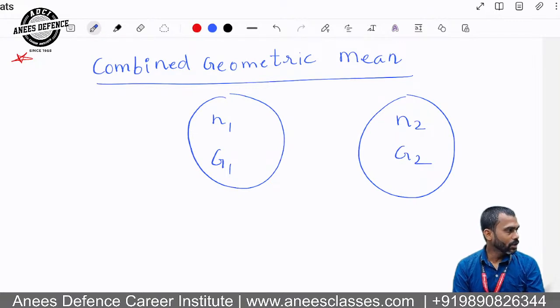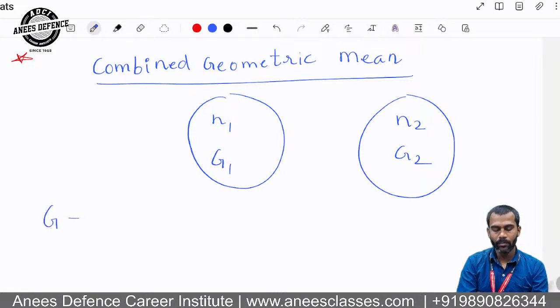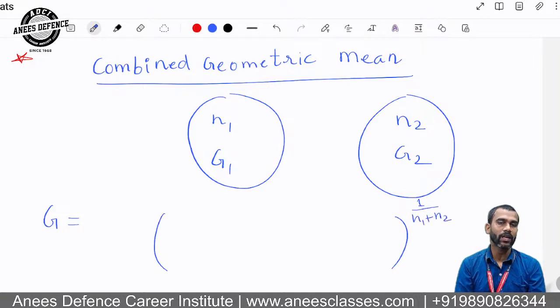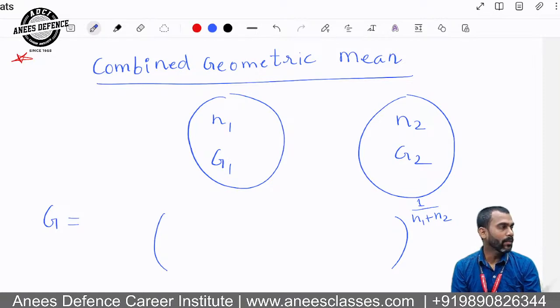As we already know, GM is product of all the observations, and we have to find out nth root of that product. Yes or no? Okay. Suppose the combined geometric mean is G. So product, and the power should be 1 by n1 plus n2, isn't it? Why 1 by n1 plus n2? Because total number of observations are n1 plus n2. That is why we have to find the n1 plus n2th root of the product.